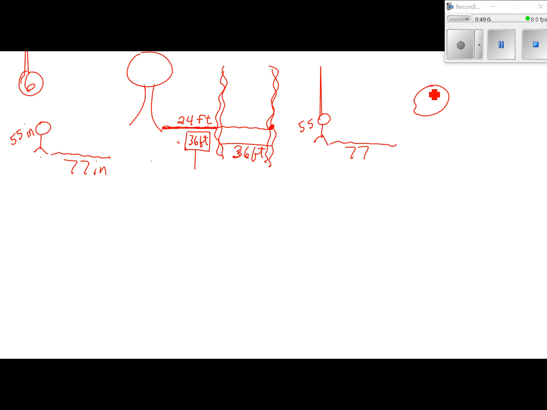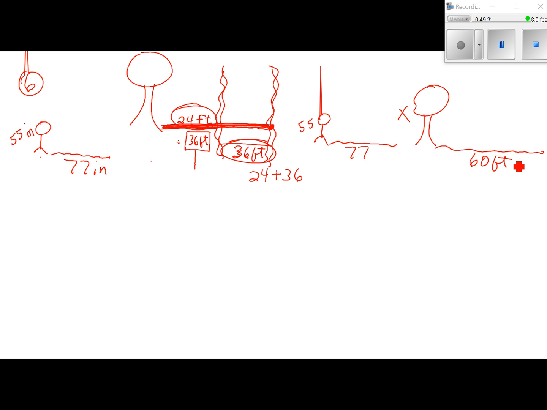Then you got the tree, and you got its shadow. We're trying to find the height of the tree here, so that's going to be our X. The tree's shadow, we come back over here, it's this whole distance. So we got to take the 24 and the 36 and add them together. So 24 plus the 36, and that gives you 60. So the tree's shadow is 60 feet.